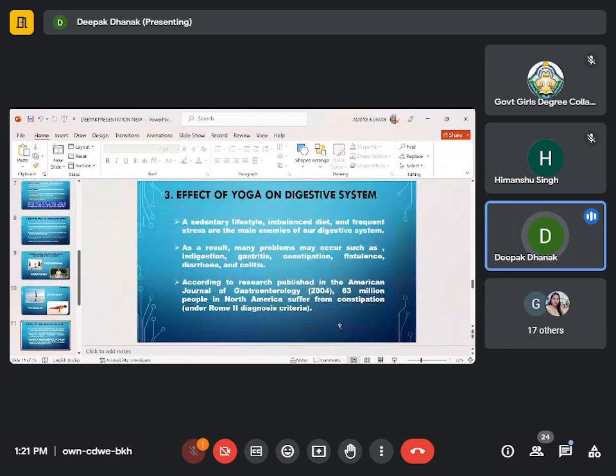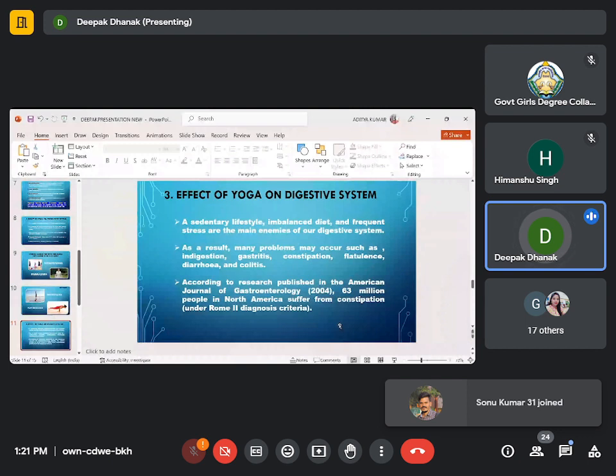Next topic is the effect of yoga on the digestive system. A sedentary lifestyle, imbalanced diet, and frequent stress are the main enemies of our digestive system. As a result, many problems may occur such as indigestion, gastritis, constipation, flatulence, diarrhea, and colitis. According to research published in the American Journal of Gastroenterology in 2004, 63 million people in North America suffered from constipation. Yogic exercises act as an internal massage for the digestive tract, including the stomach area, intestine, liver, and pancreas.